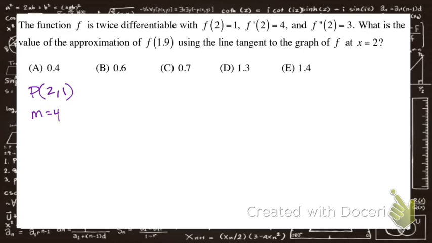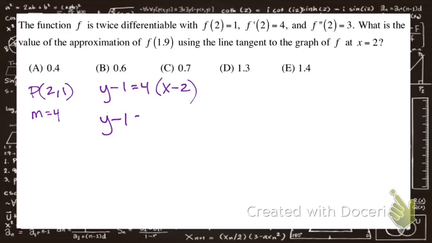So I can write the equation of the tangent line. y minus y1 equals m times x minus x1. Now, they don't actually want the tangent line equation. They want the approximation of 1.9 using the tangent line equation. So what am I going to do with 1.9? Plug it in for x.